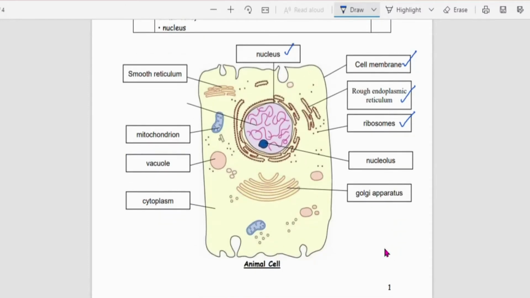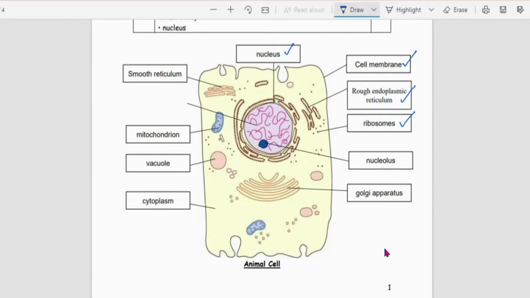Cytoplasm is like the fluid inside here. So this whole thing you can see is pointing out to the liquid over here, which is the cytoplasm. Vacuole is a circular-shaped package like this. So you will see quite a few of them around. So all these are the vacuoles.